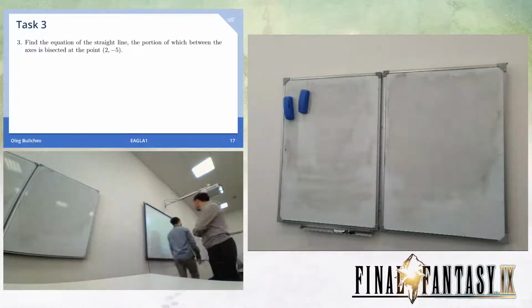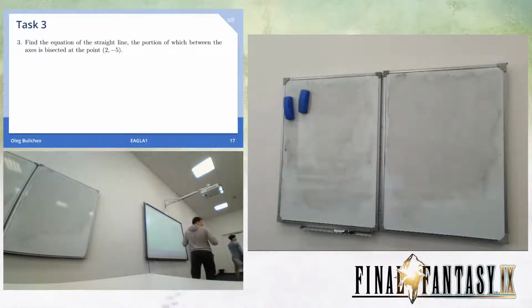Okay, let's go. Because, okay, please face the task. For me, I don't know what portion means. I don't know what bisected means. So my first goal is to Google or ask my friends what it is. So what does portion mean? Portion is a part of a straight line that is situated between the axes. Okay, a segment of the line, up to this point, yes.